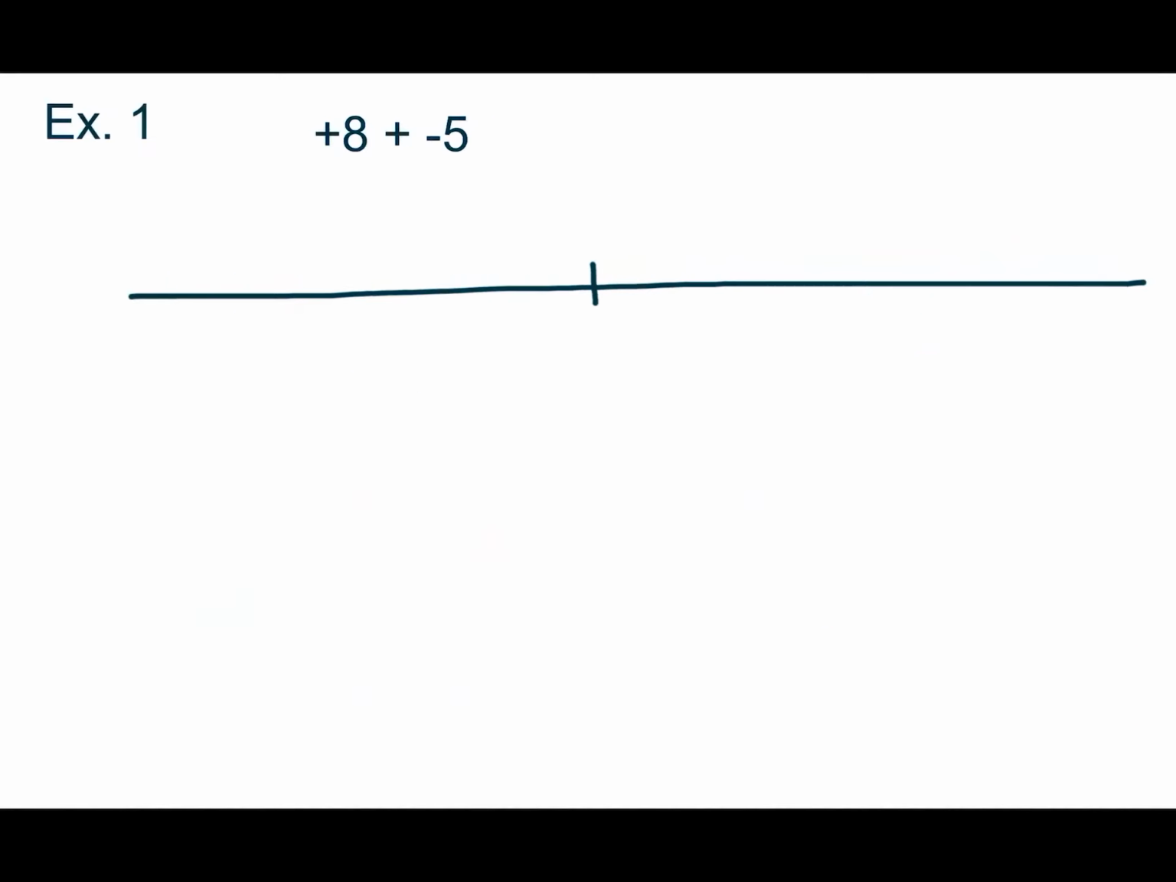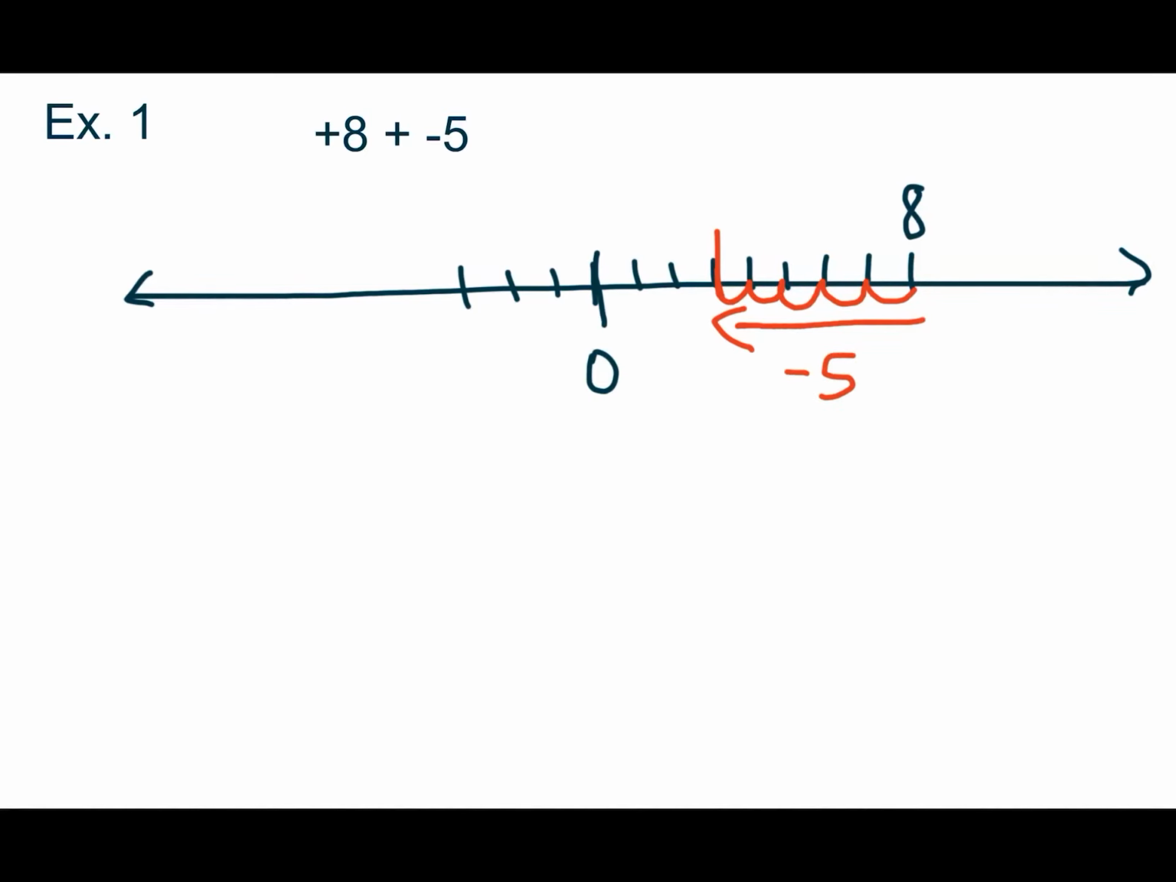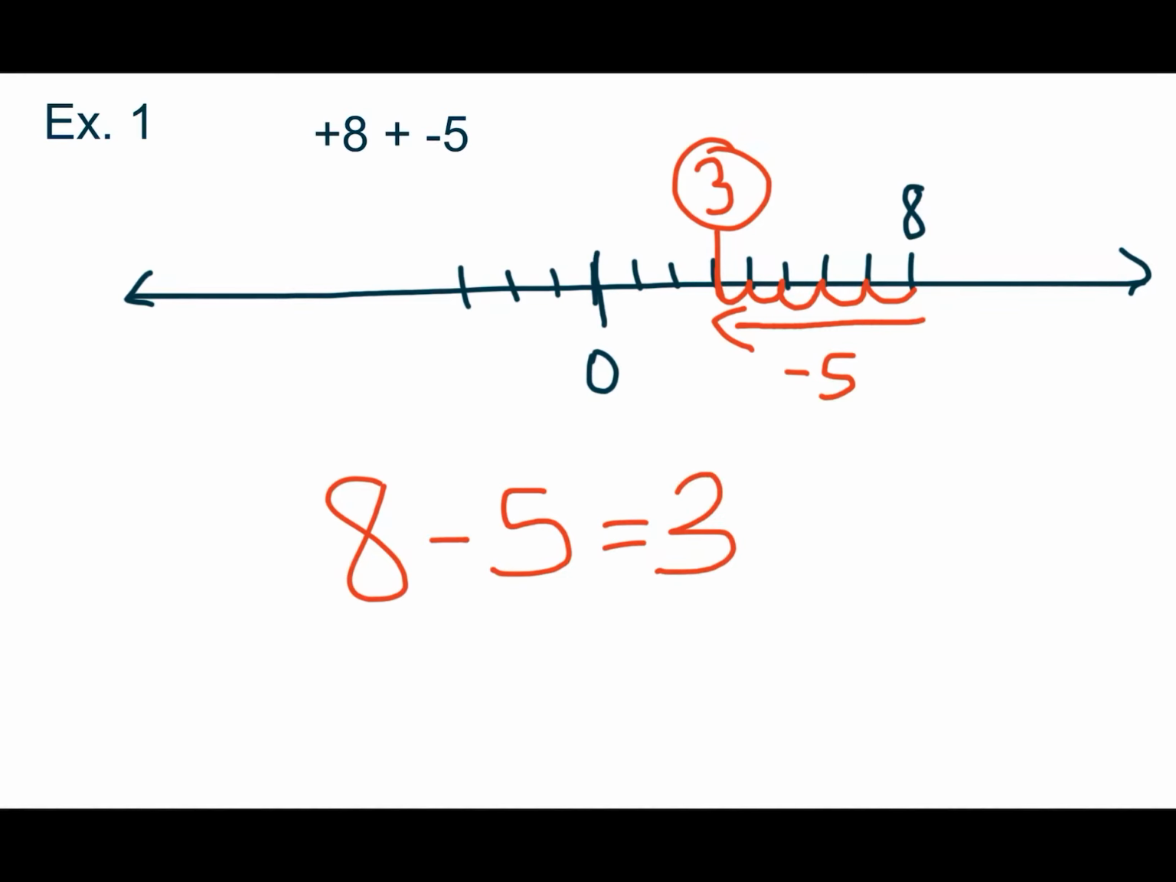All right, let's dive into some examples. If we have positive 8 and we add negative 5, what do we get? Well, we're going to start at positive 8 over here on the number line. And we are going to add a negative 5. So we're just going to go back negative 5. 1, 2, 3, 4, 5. Right here. And that makes 3. So it's the same as saying 8 minus 5, which we all know is 3.